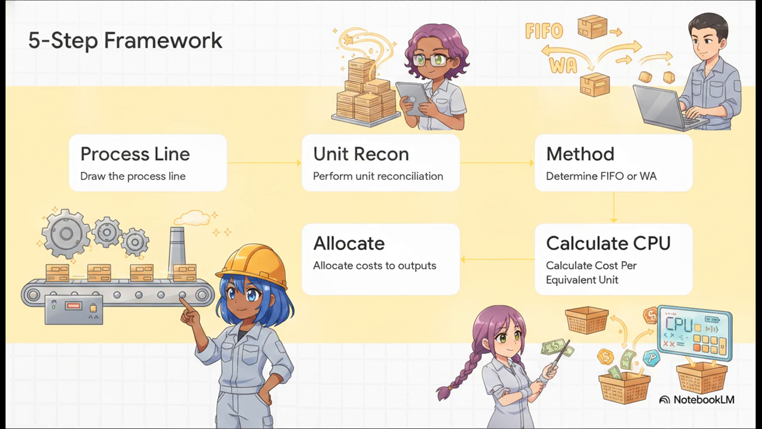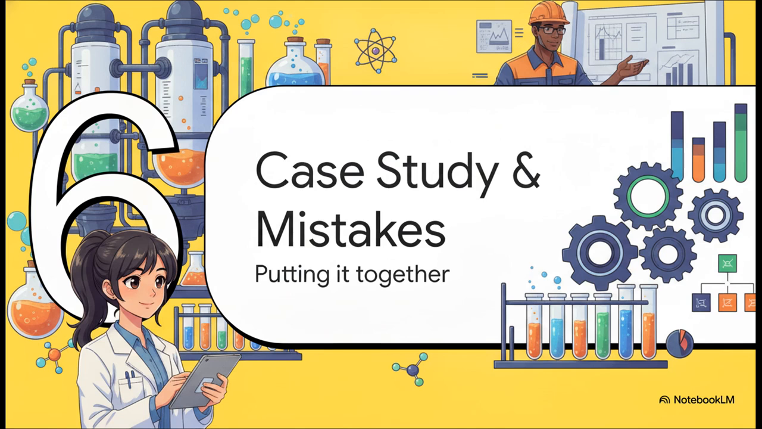Step 1. Draw out your process line. Step 2. Balance your physical units with a unit reconciliation. Step 3. Pick your valuation method, FIFO or weighted average. Step 4. Calculate your cost per equivalent unit. And finally, Step 5. Allocate all that money. Let's actually put this to the test. Section 6, Case Study and Exam Mistakes.